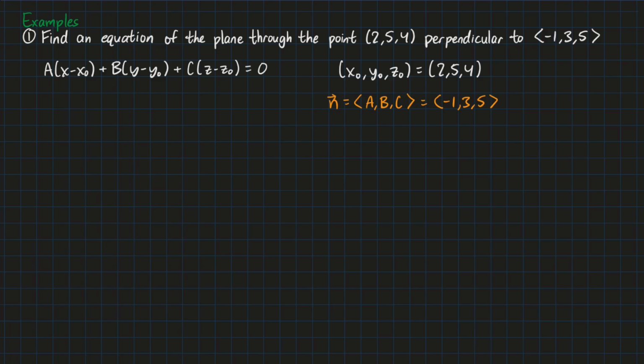So we can plug in our values. A is -1 times x minus x naught, which is 2, plus b is 3, we have y minus 5, plus c is 5, times z minus z naught, which is 4, equals 0. And then since -1 is a coefficient, we don't need to include the 1. So our equation of this plane is this.